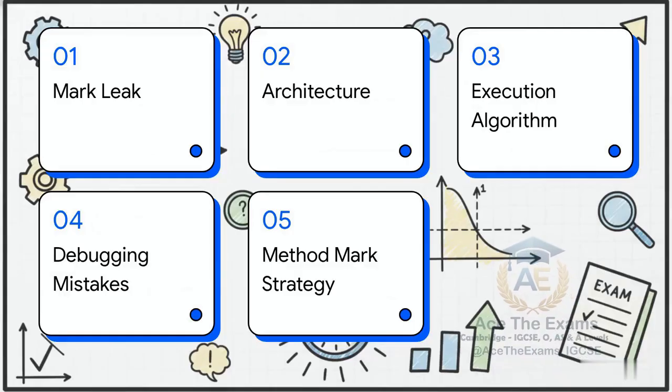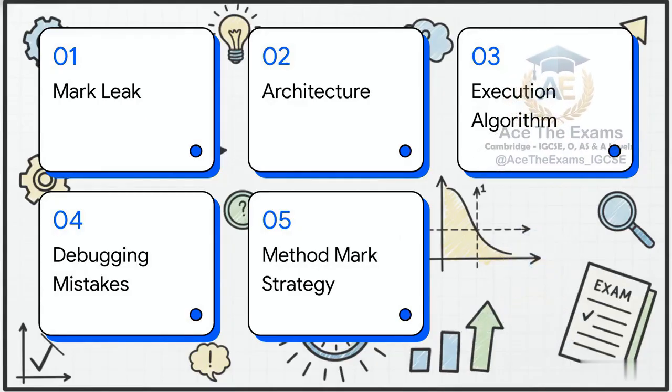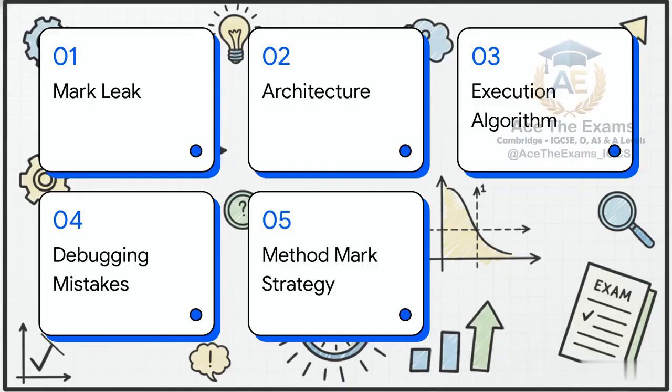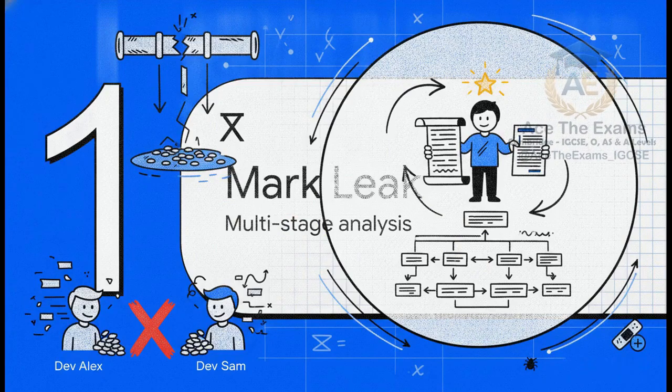So, here's our execution plan to clear the examiner firewall. First, we patch the mark leak. Then, we map out the theoretical architecture, establish our execution algorithm, debug the top 3 student mistakes, and finally, deploy the method mark strategy. Okay, Section 1, the differentiation mark leak. Let's debug exactly why so many students see their points drain away during multi-stage analysis.